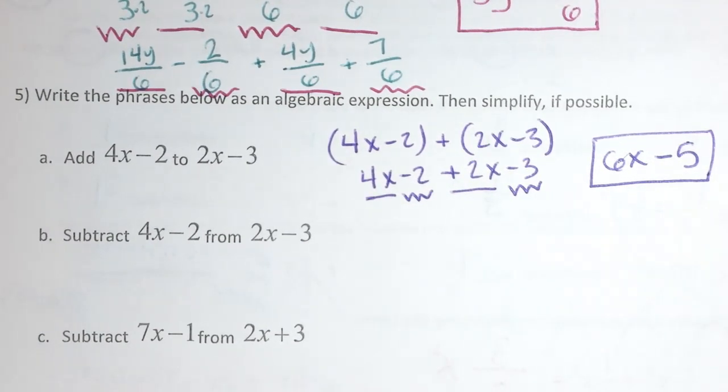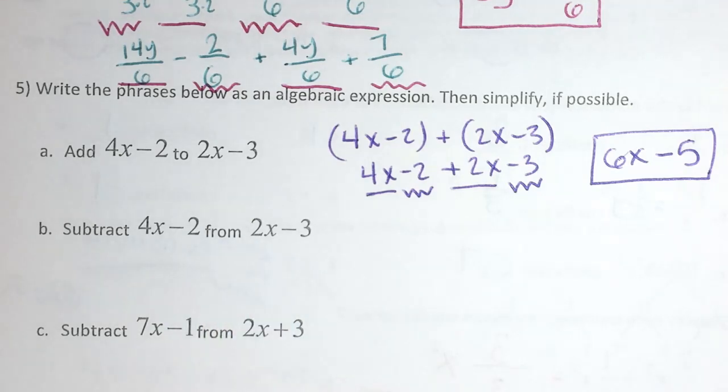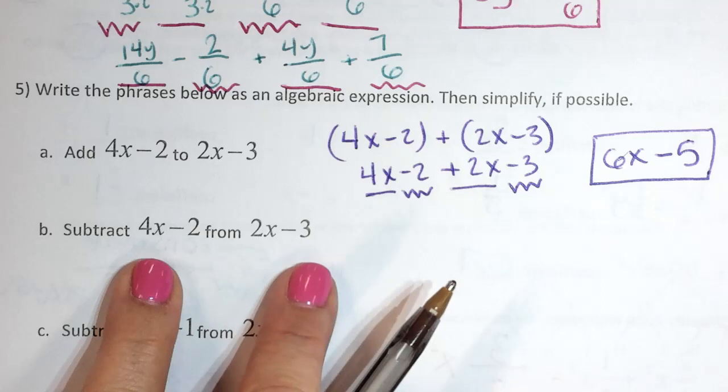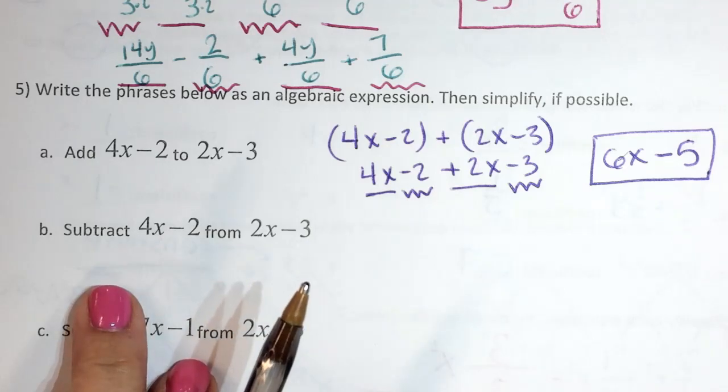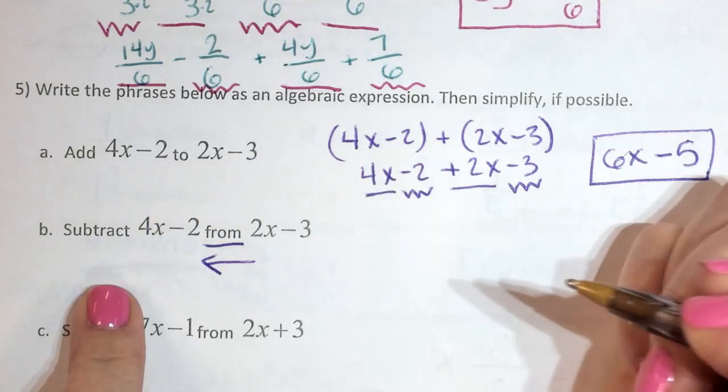Now subtracting is where it gets a little weird. So it says subtract 4x minus 2 from 2x minus 3. So here's my question. If I'm going to take your paper from you, do you have to have your paper first? If you don't have your paper, can I take it from you? No. You have to have it for me to take it, yes? So think of elementary math. You didn't learn subtraction, you learned take away, right? Which is the same thing. So if I take away 4x minus 2 from 2x minus 3, what has to come first? The 2x minus 3. So the word from is telling you to go backwards.